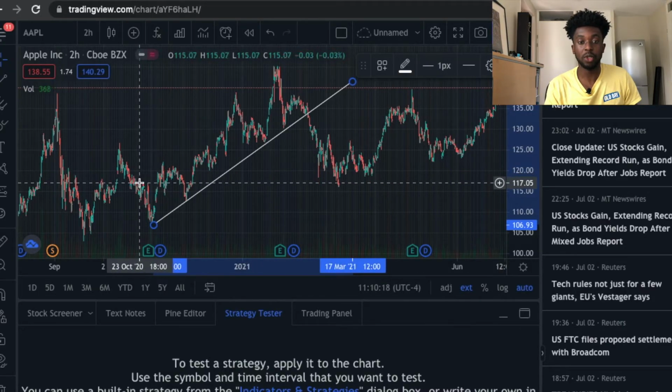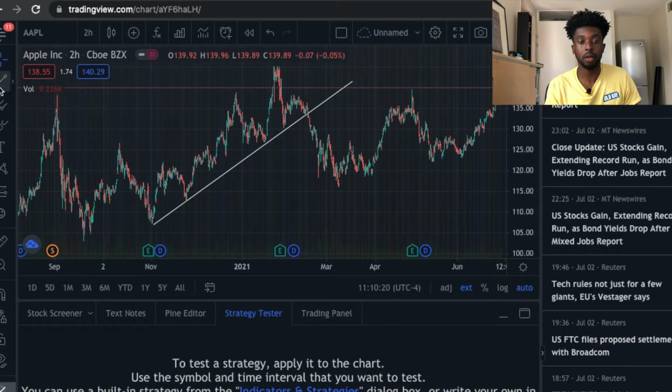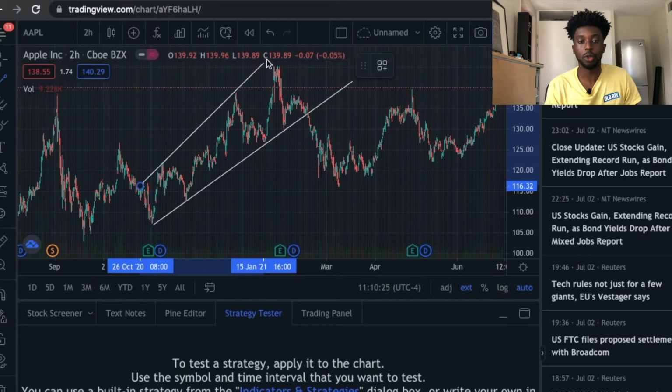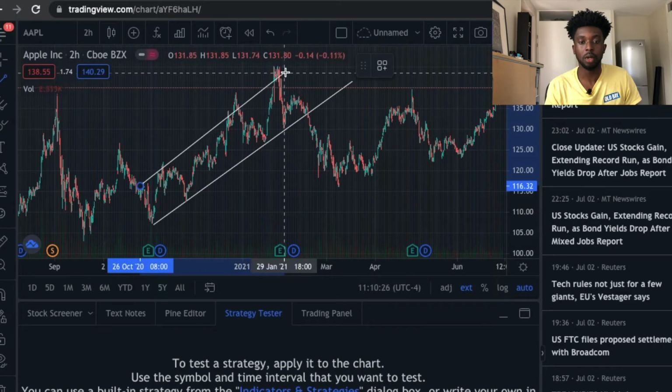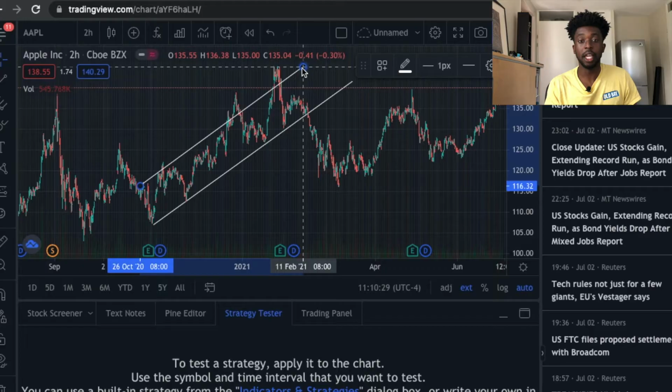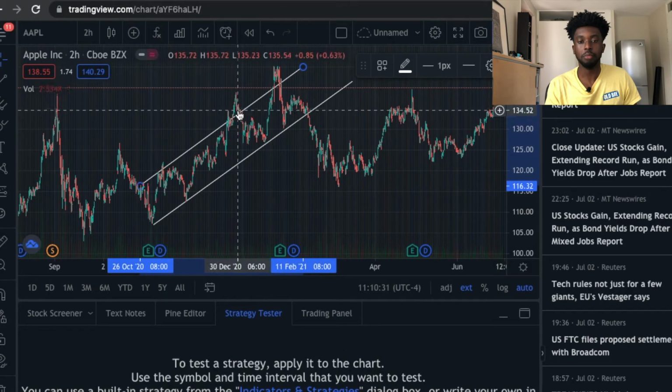Will it always do that? There's no guarantee, but that's why we draw the lines, so we can gauge what's going on. So I'll do it like this, because here it broke the resistance, but it did not hold above and it fell back down soon.